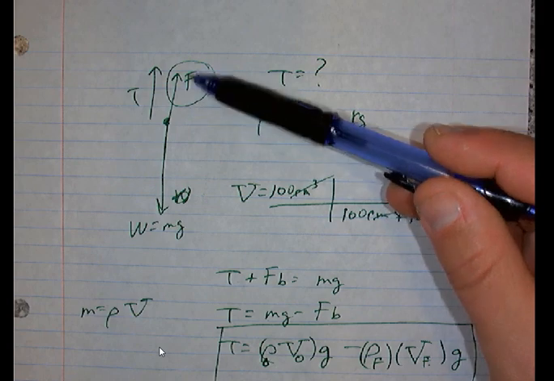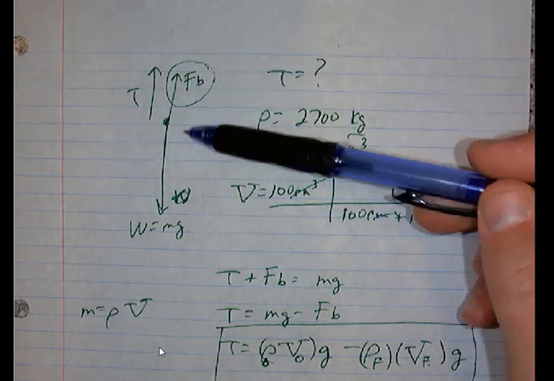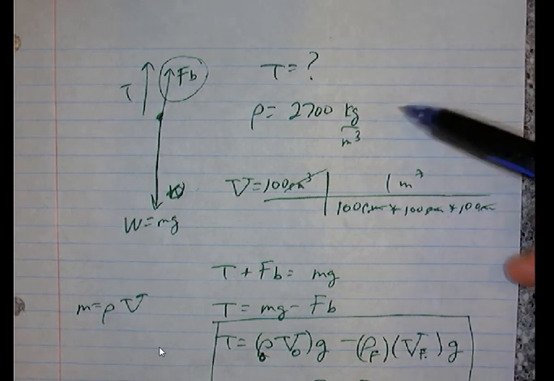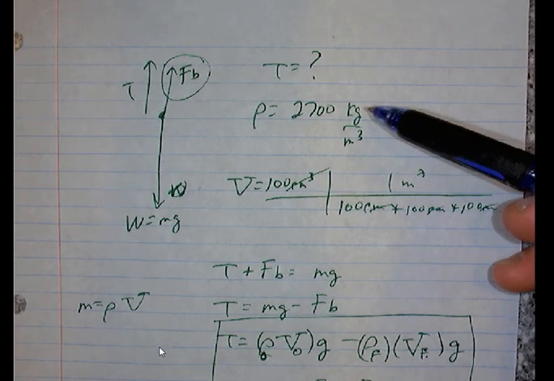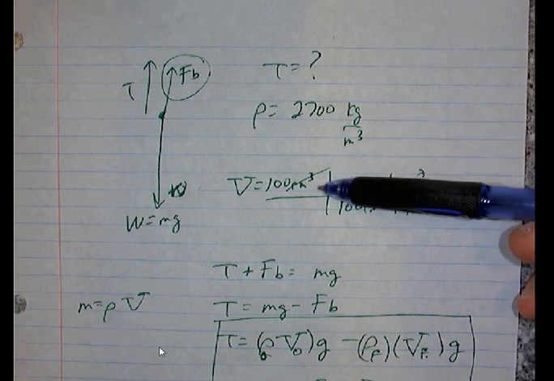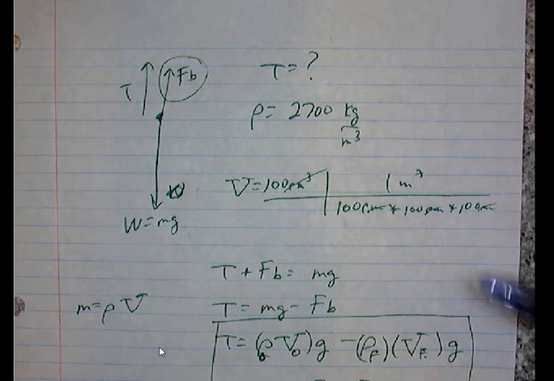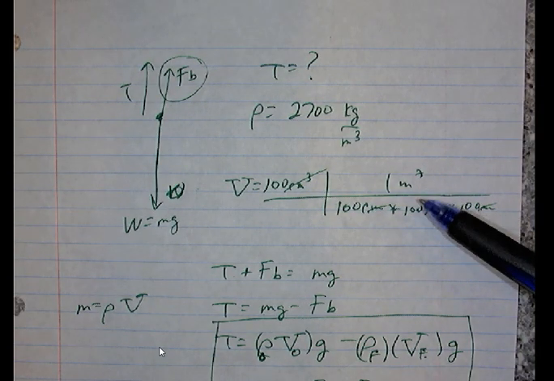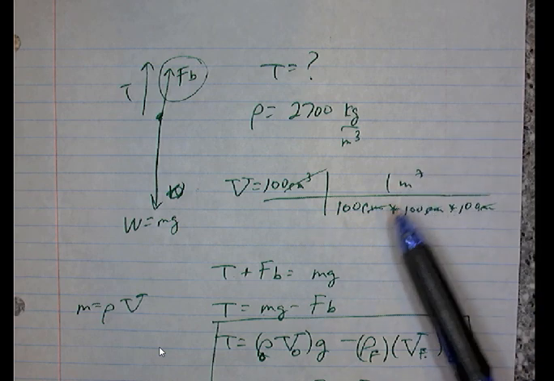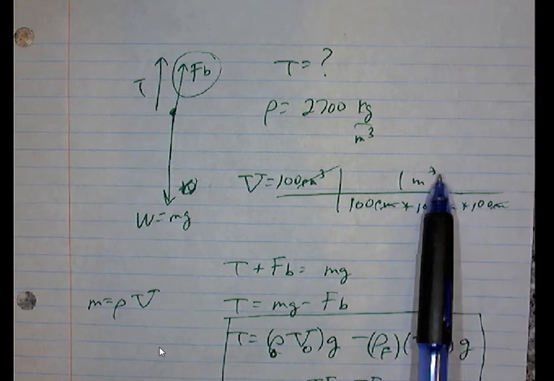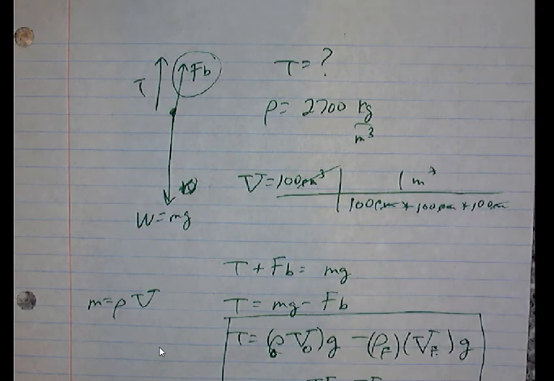Okay, so here's the free body diagram. Buoyant force is up, tension is up, weight is down, and we're trying to figure out the tension. So the density of aluminum is given, 2,700 kilograms per cubic meter. The volume is also given, but it's not in SI units. It's 100 cubic centimeters. So to make it into cubic meters, you've got to divide by 100 3 times. So it's 100 centimeters, 100 centimeters, 100 centimeters is 1 cubic meter. So take this, divide it by 100 3 times, and then you have it in cubic meters.